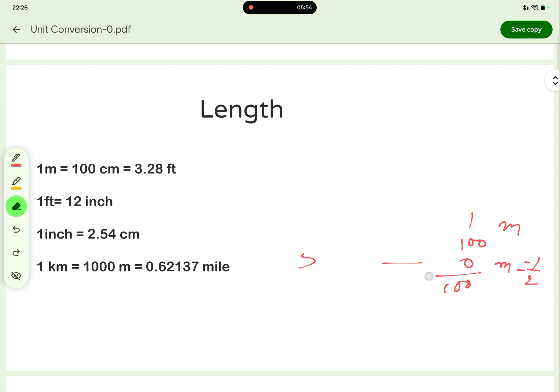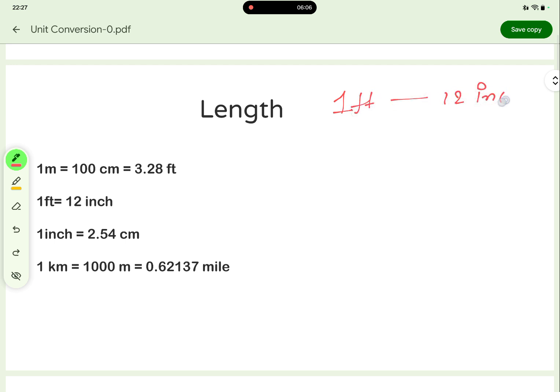Now for the further calculation, there are some other units also available. You need to remember 1 feet is equal to 12 inch. Usually we as humans measure height in feet, right? Let's suppose my height is 6 feet, which is not true. Okay, I am very short, guys. So I have to convert feet into inch.